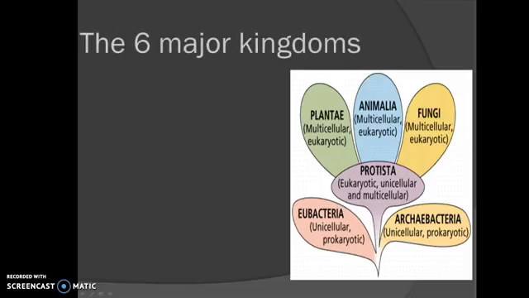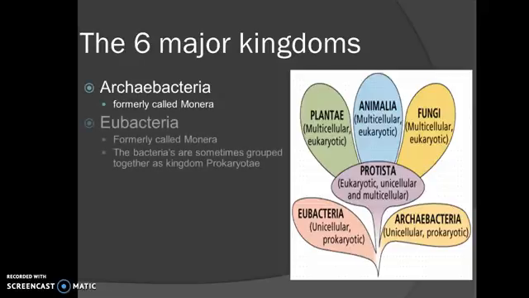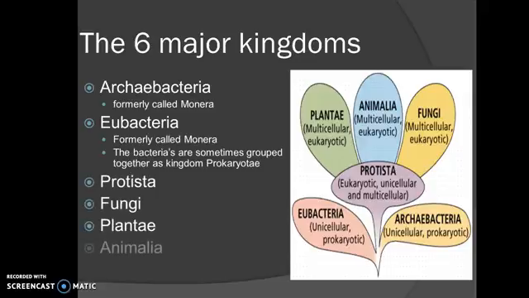Underlined. All right, there are 6 major kingdoms. Archaebacteria, formerly called Monera. There's Eubacteria, formerly called Monera. The bacteria are sometimes grouped together. Sometimes you'll see it just one kingdom, prokaryote. There's Protista, fungi, Plantae, and Animalia.